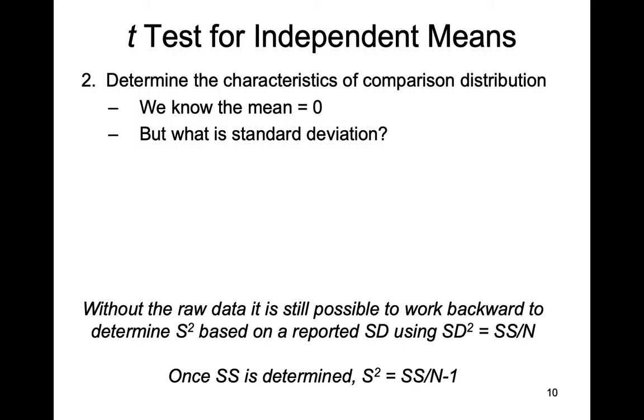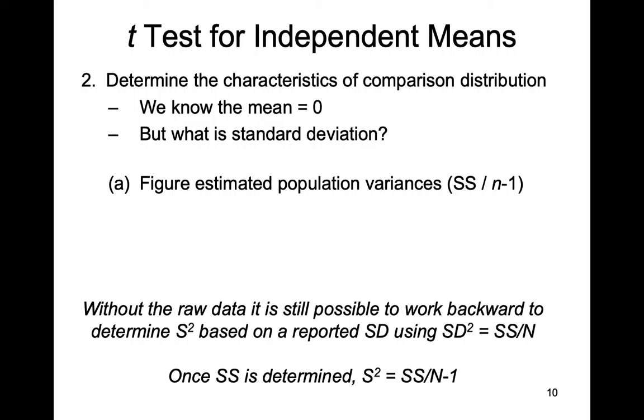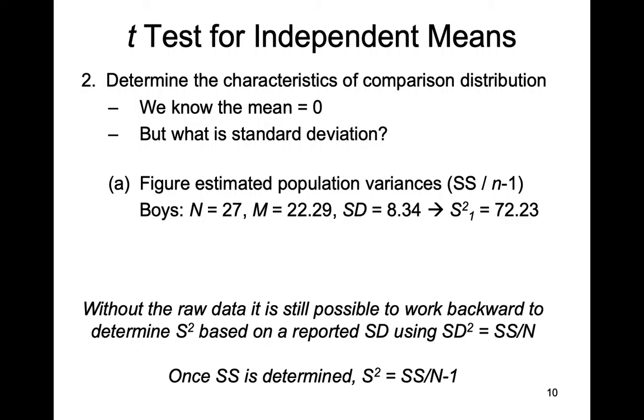That's our best guess, but we're willing to say there's bound to be some error. There's bound to be some standard error. So we need to figure out the standard deviation of that comparison distribution. We do that by figuring out the estimated population variances, using our raw data, getting sum of squares and dividing that by degrees of freedom.